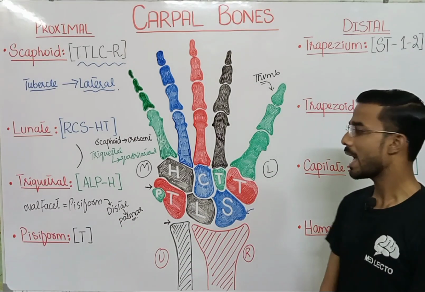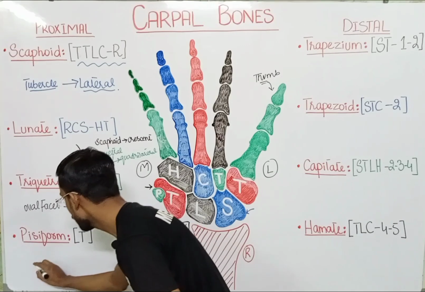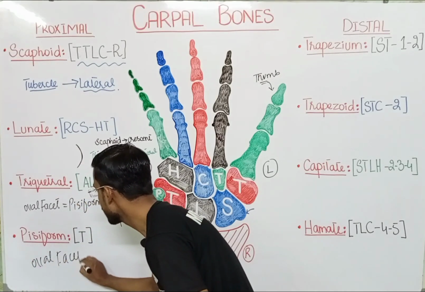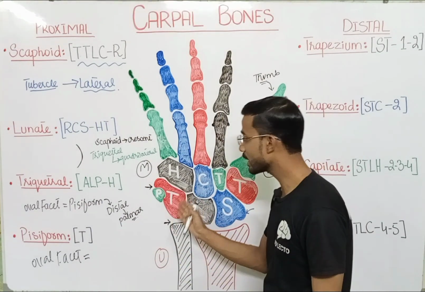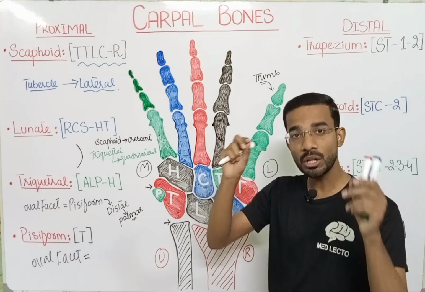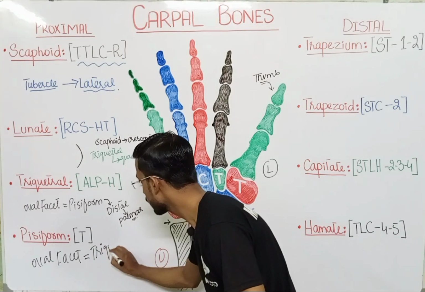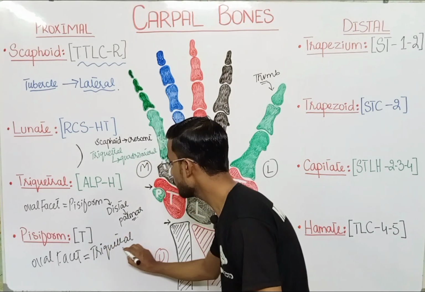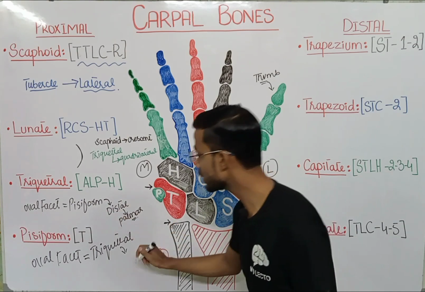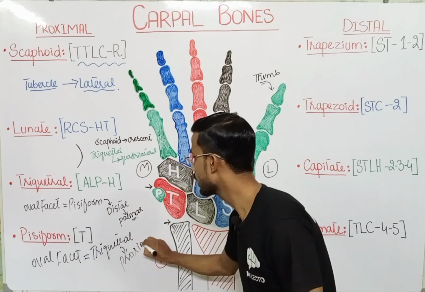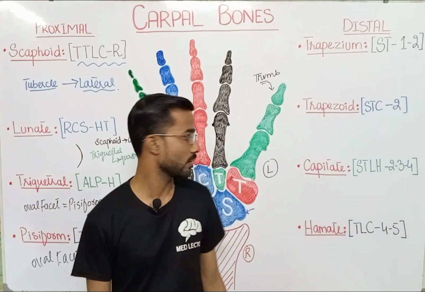Next is the pisiform bone, and this is very simple. The pisiform also has an oval facet, and that is for the triquetral. It means that the triquetral and pisiform both have an oval facet for each other. But the basic difference is that it is present at the distal side of the triquetral, but in the pisiform it is present at the proximal aspect of the pisiform. This is the basic difference between these two bones.